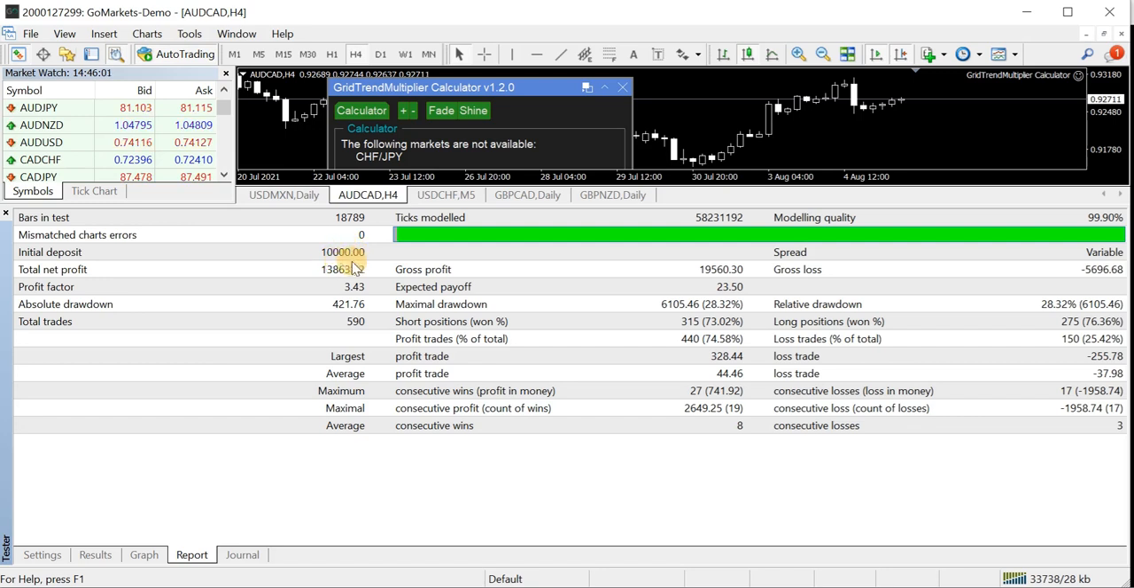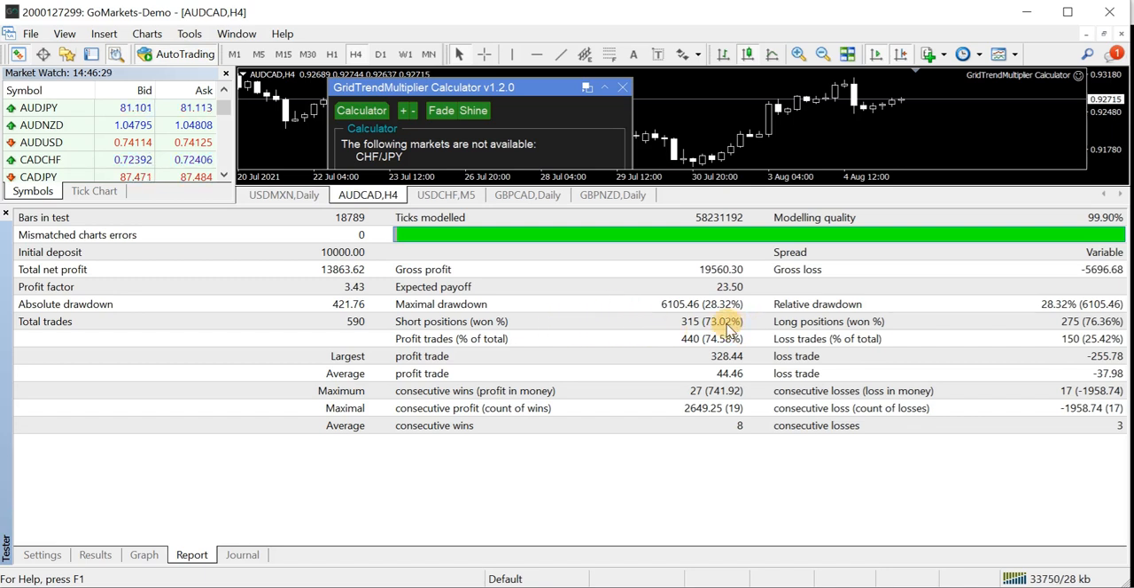We started with $10,000. Our total net profit is $13,863. So that's good. Profit factor 3.43. Absolute drawdown, not much at all. 590 trades. Here's our gross profit and our gross loss. Expected payoff $23.50, which is great. Maximum drawdown 28.32%. It's big. It's a big drawdown.